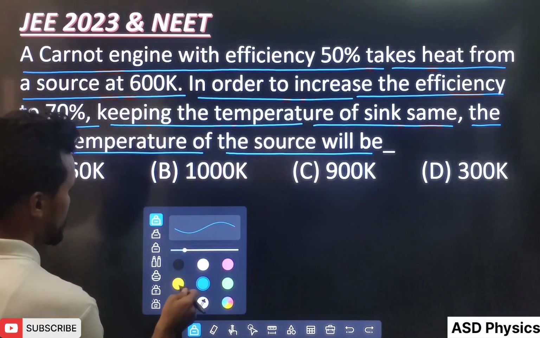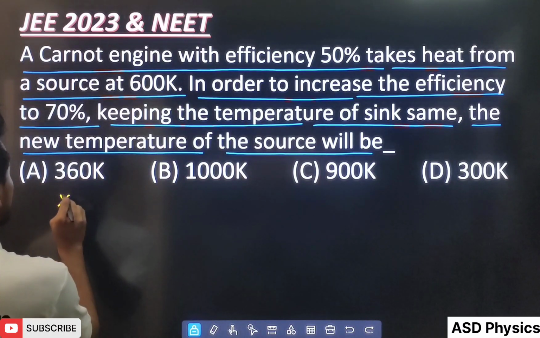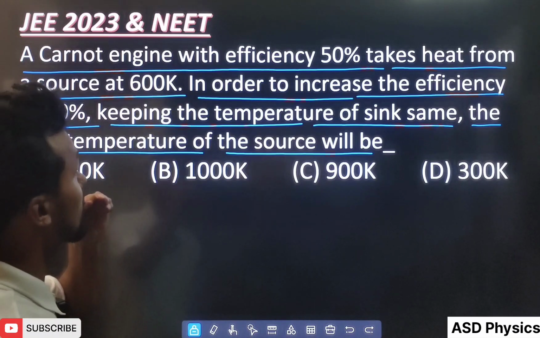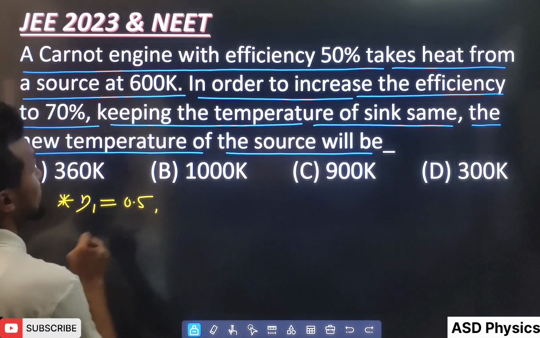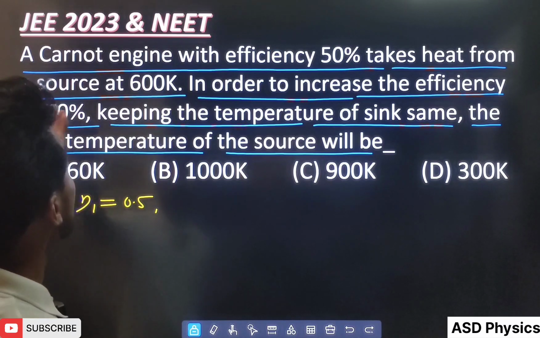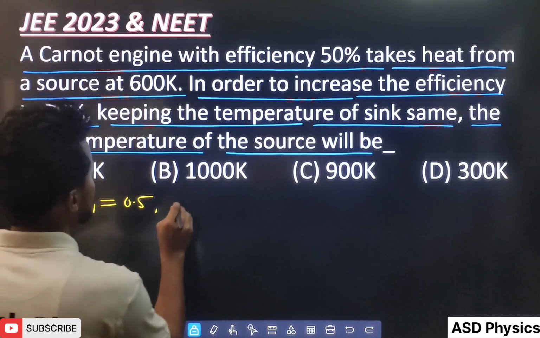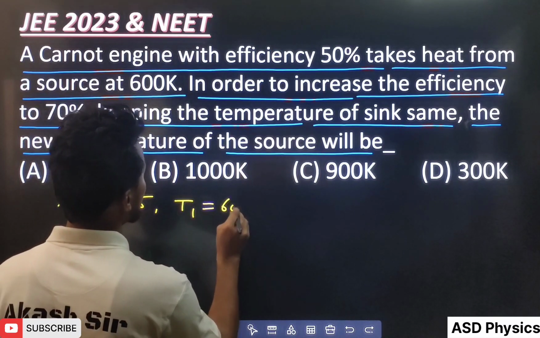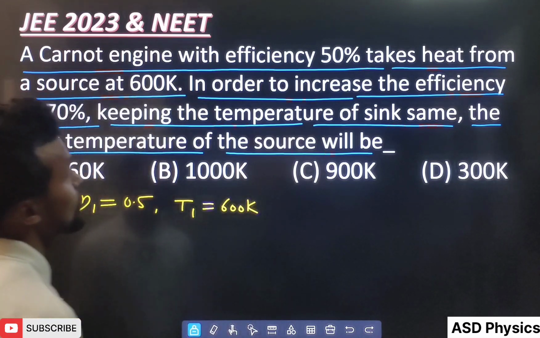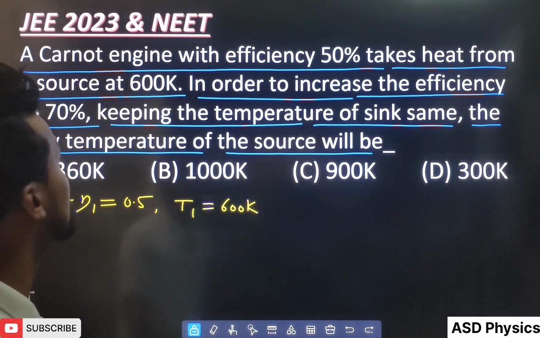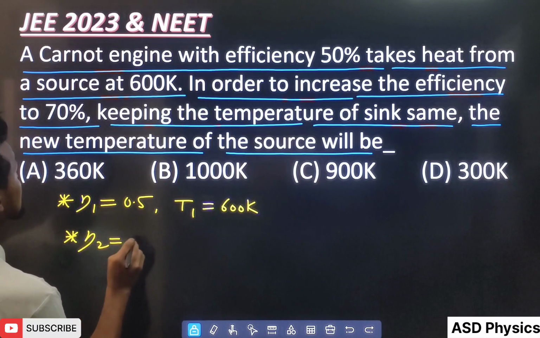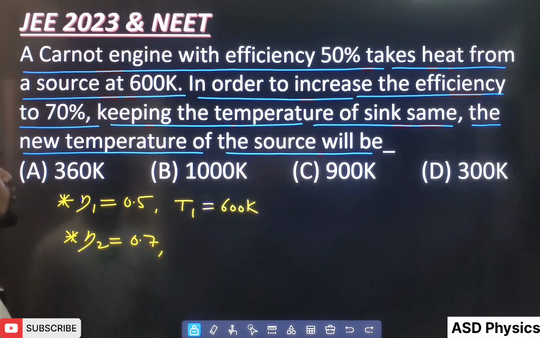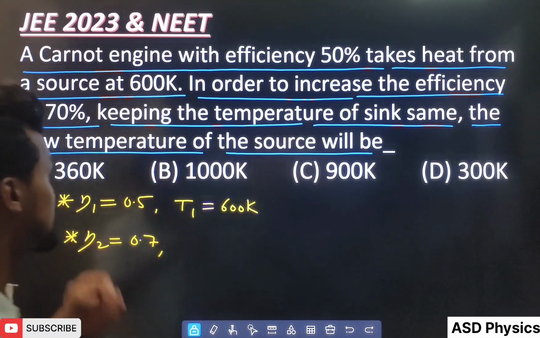In this question, students, first let's note down the data. What is given here? First efficiency is 50%, that means 0.5, and the source temperature is T1 equal to 600 Kelvin. Now they want to increase the efficiency to 70%. That means this eta 2 is 0.7. Keeping the temperature of the sink the same.